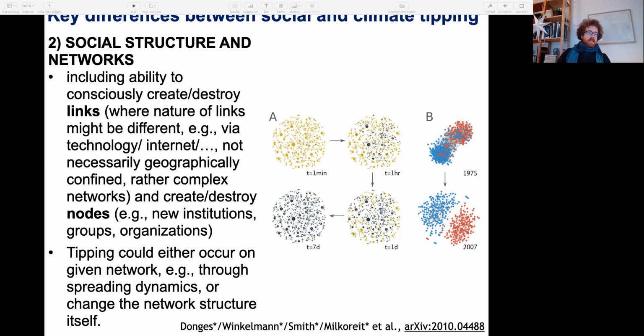They can be geographically confined, they don't have to be. And new nodes might be institutions, social norms, groups, or organizations, for example. And the tipping could occur on a given network, for example, through a spreading process or contagion process, as is shown here in panel A, or it could be through a change in network structure itself, like we see here through a polarization of a network. This is the US Congress divided into Democrats and Republicans and their commonly shared political goals, where you see this clear polarization, which has also been described as a form of social tipping or phase transition.